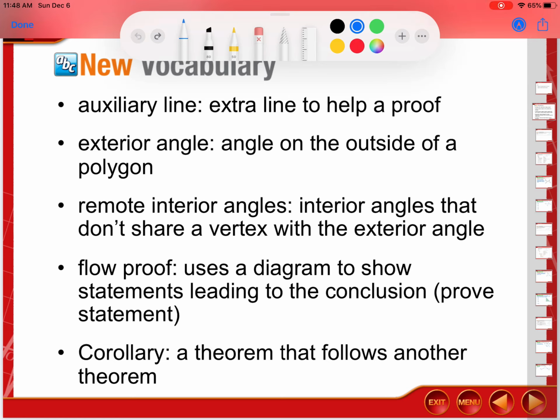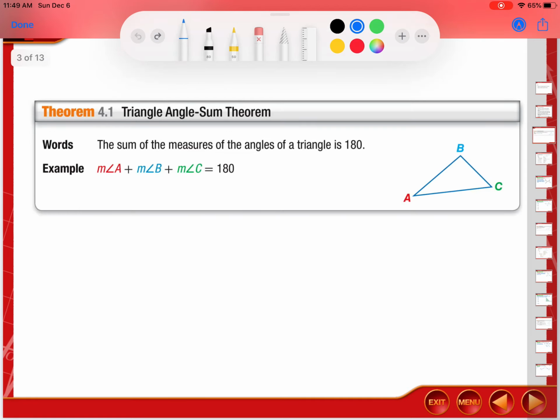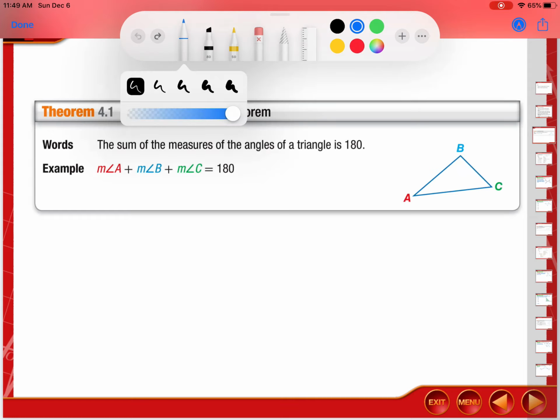And a corollary is a theorem that follows another theorem. This is a tricky definition. It'll make more sense as we go through it, but essentially, if the first theorem is true, then the second one must be true as well. Moving on.